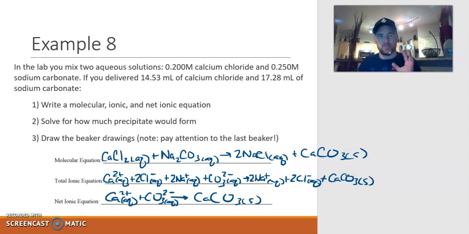Now that takes up a lot of space, so for the remainder of the problem, we're going to go on to the next slide, which is blank, and solve for the second question, which is to solve for how much of the precipitate you would form. So we're going to go on to the next slide here and look at the remainder of the problem.